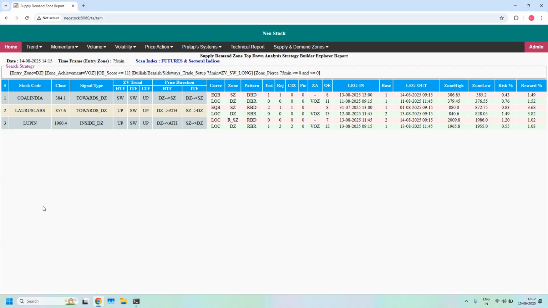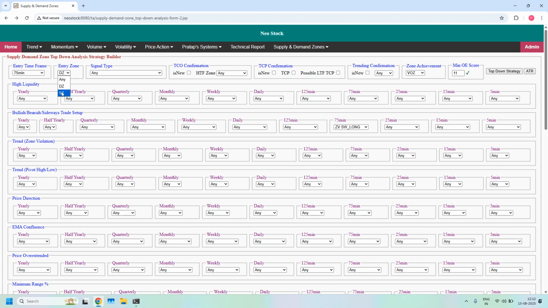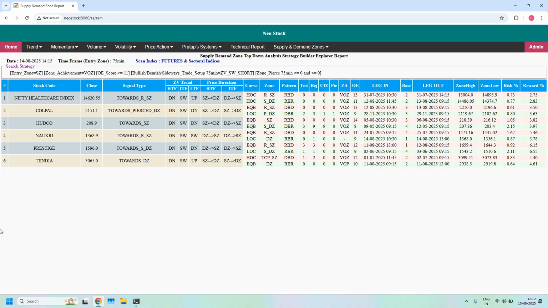So, we got 3 stocks. Sideways long trade setup for weekly income trade. Entry time frame zones are 75 minutes demand zones. Okay, next, sideways short trade setup for weekly income trade, 75 minute supply zone and also sideways short. We got 6 stocks. Sideways short trade setup for weekly income trade. Entry time frame zones are 75 minute supply zones.